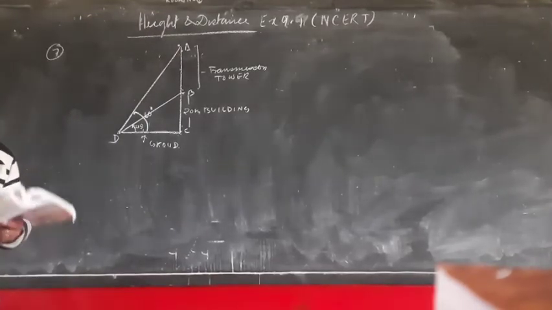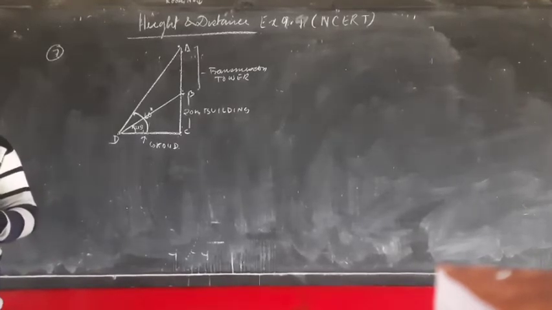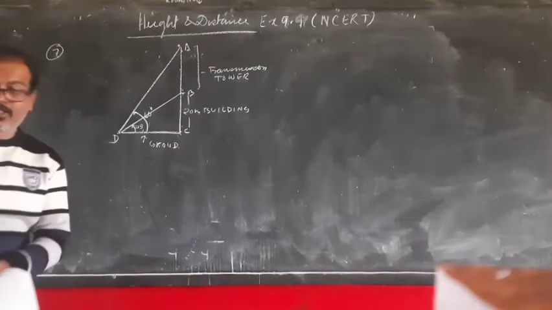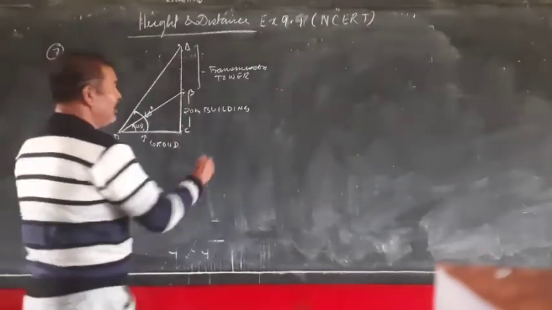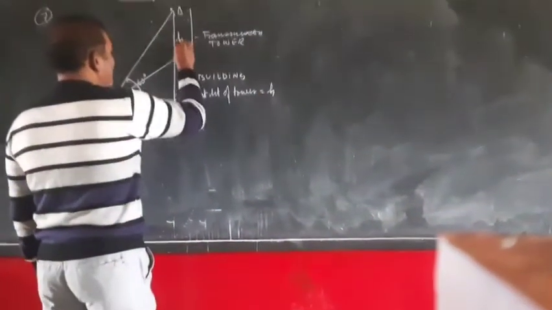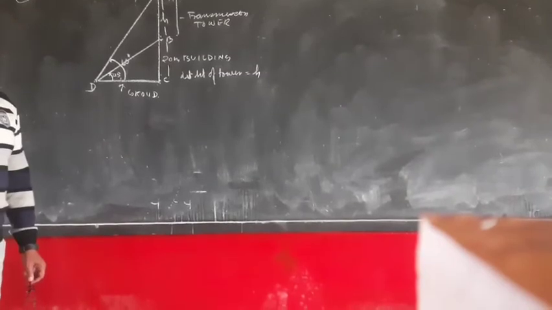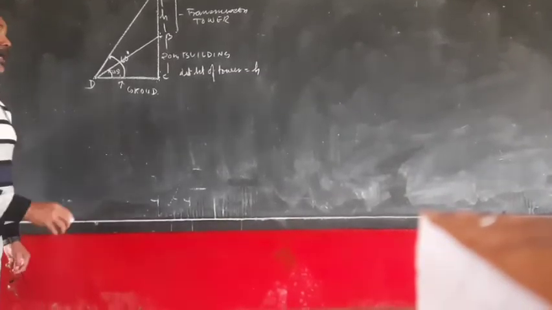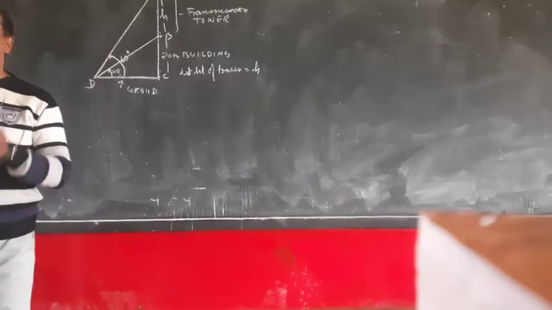Now what do you have to find in this question? Find the height of the tower. We have to find the height of the tower. Let the height of the tower be equal to h.